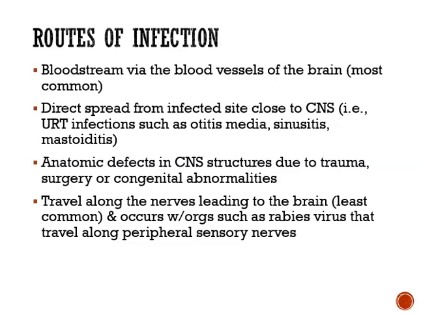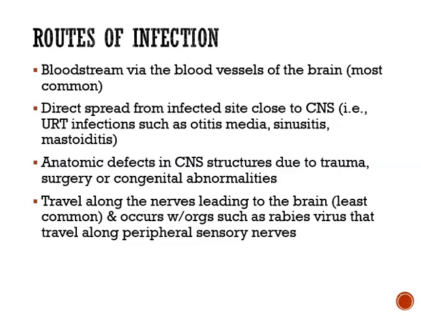So this is the most common way that this happens. It can occur through direct spread from an infected site close to the central nervous system. So that could be upper respiratory tract infections like otitis media, sinusitis, or mastoiditis. So there's another infection in the general area that allows that infection to make its way to the central nervous system. Some type of anatomic defect in the CNS structures, and that could be due to trauma, some type of recent surgery, a congenital abnormality.